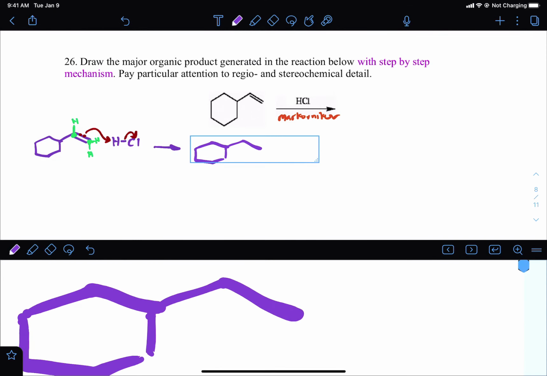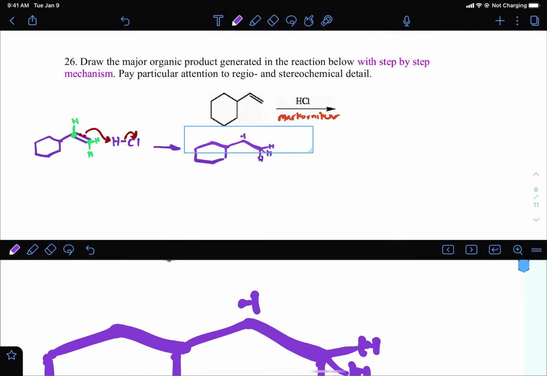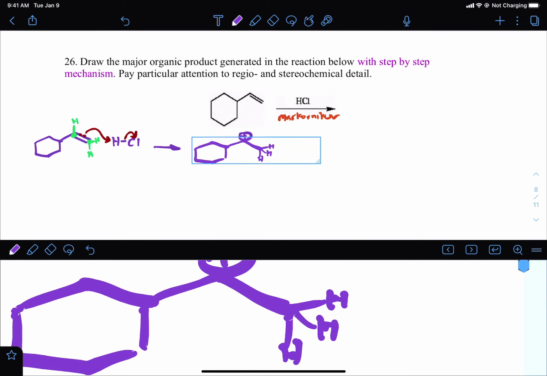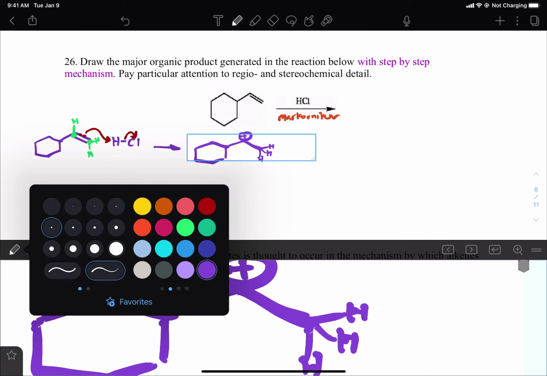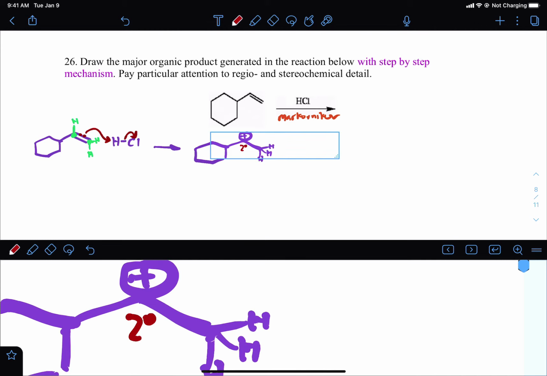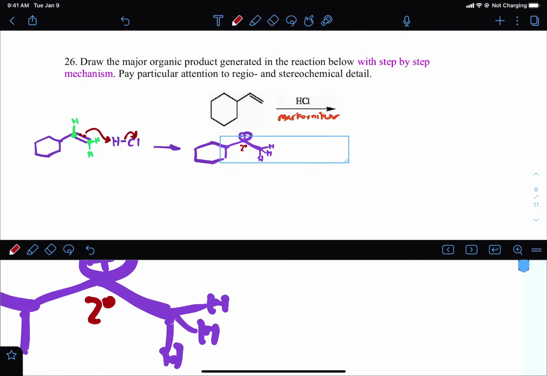So we're going to have three H's here now, 1, 2 plus our third. And that's going to leave the other carbon with the positive charge. So it's secondary in this case, and that's also very important. It's a secondary carbocation. Versus if we had gone the other way, if we had put the H on the other carbon, we would have ended up with a primary carbocation, right? So secondary is better than primary.